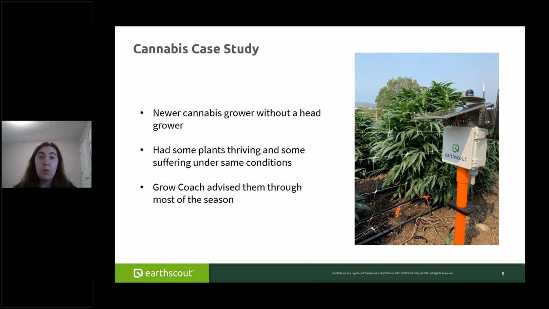All right, and then switching to a whole other crop type, one last case study we're going to talk about today is in cannabis. And this case study was, we were working with a newer cannabis grower who had lost their head grower right before the summer, and they weren't an agronomist themselves, they were pretty new to all of this. So they used Grow Coach advice throughout the summer, but they really relied on the EarthScout data and the Grow Coach during the first part of transplant, when plants that were all being watered correctly continued to kind of fail. So there were some days that the plants looked like they were overwatered, even when the soil moisture was telling us that there's not very much there.